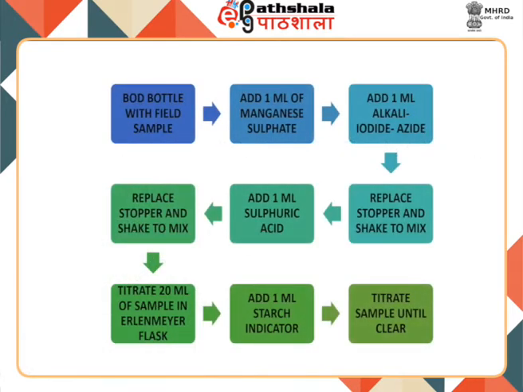Now, this figure here explains the process for the determination of dissolved oxygen. We will take a BOD bottle with the water sample. To this 1 ml of manganese sulfate is added, followed by addition of 1 ml of alkali iodide azide. Then this bottle is stoppered and shaken well. After that we will add 1 ml of sulfuric acid, again shake it and then transfer this solution to a titration flask. Using starch indicator, this sample is titrated using thiosulfate.